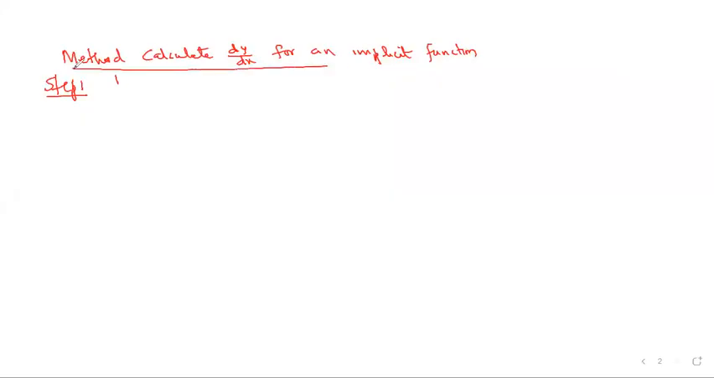What is the heading? Method to calculate dy by dx for an implicit function. The steps for the method to calculate dy by dx for an implicit function. Step number 1, differentiate the function taking x and y as variables.